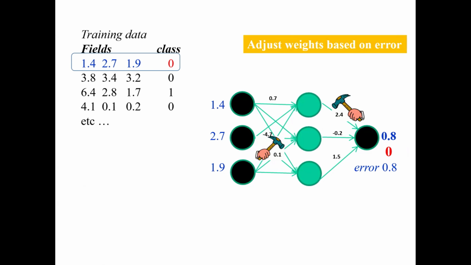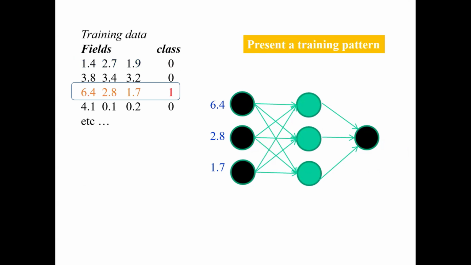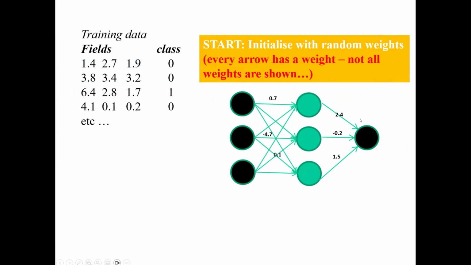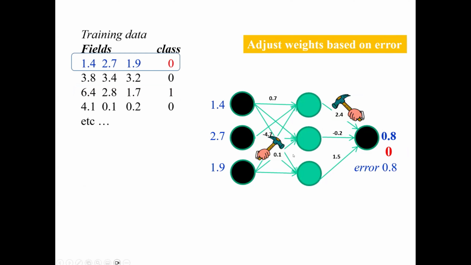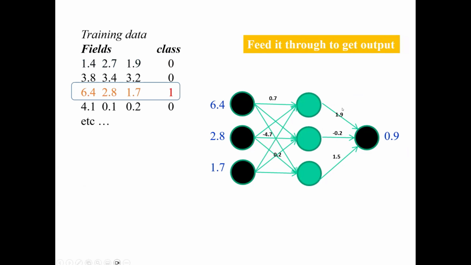So I do that. I go to the next training pattern. I, again, have my weights. Now they're changed a little bit. So they went from 2.4 and 0.1 to maybe 1.9 and 0.2 or so. So a little bit changed.